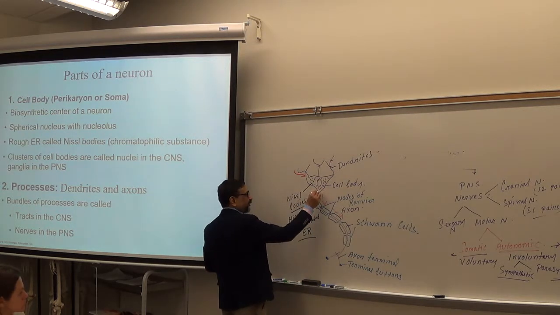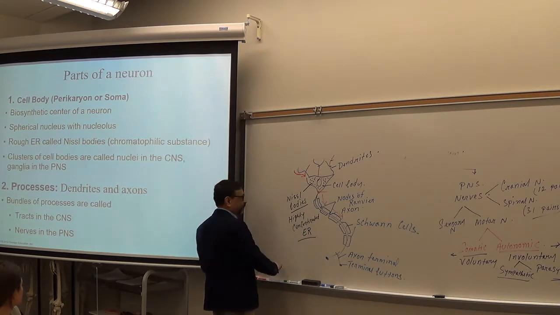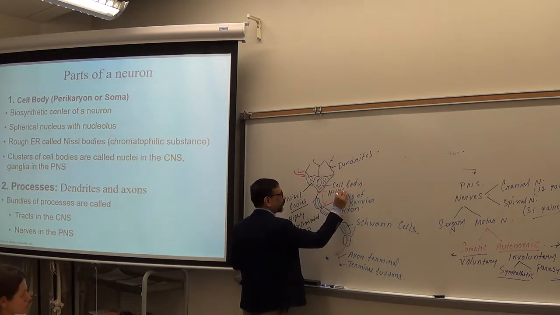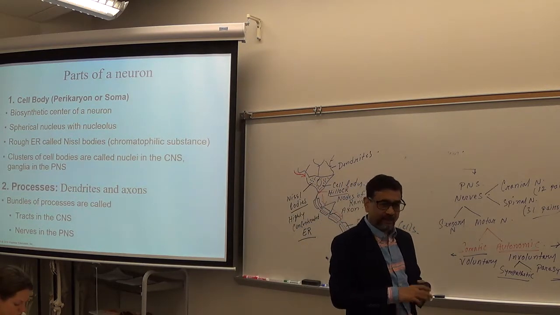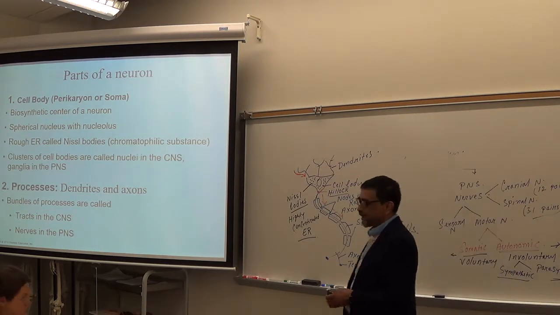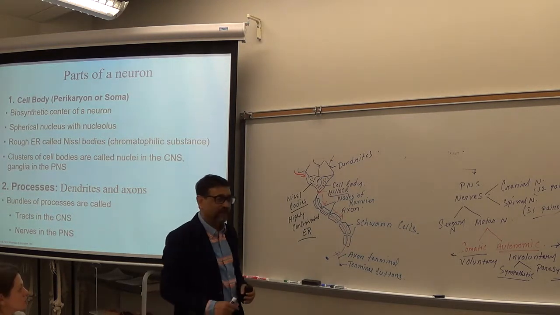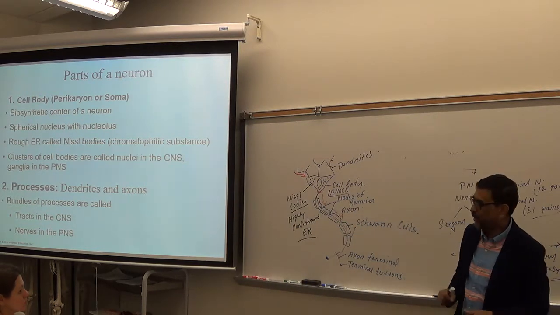The area here where the axon starts from the cell body is called the axon hillock. Axon hillock. The area where the axon starts from the cell body. Okay. So this is the structure of a typical neuron. Is it clear? So if I ask you to draw and show different parts of a typical neuron, these are the parts you will show.